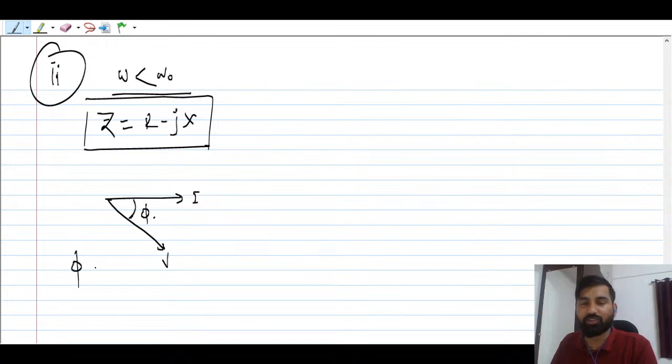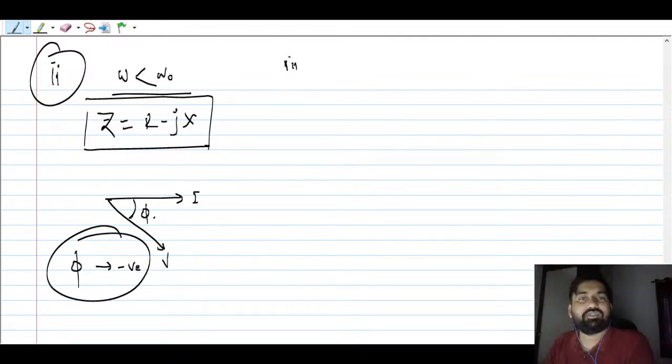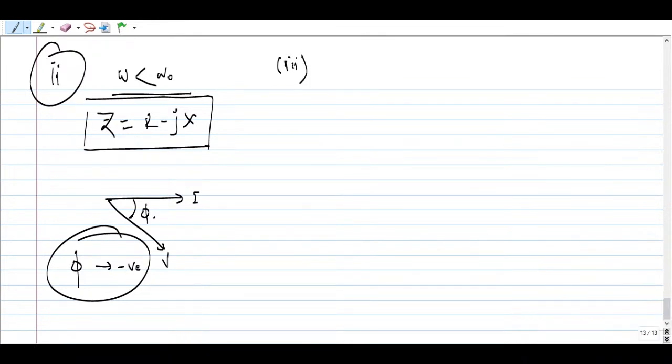So this phi is going to be what? This phi will be negative in this case, right? Because this V is lagging. And the third case you can have is the third one, right? Okay, so the third one is going to be what?